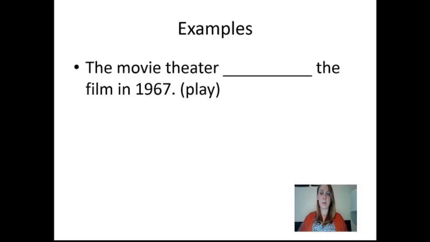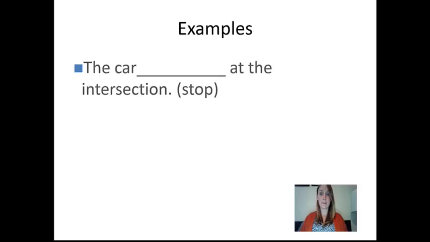The movie theater blank the film in 1967. The movie theater played the film in 1967. The car blank at the intersection. Did you get stopped? Double the P, E, and D.